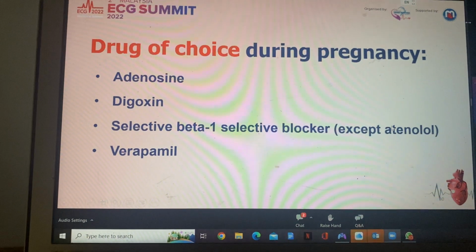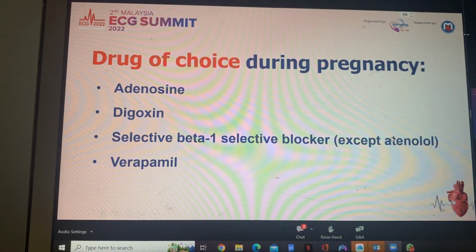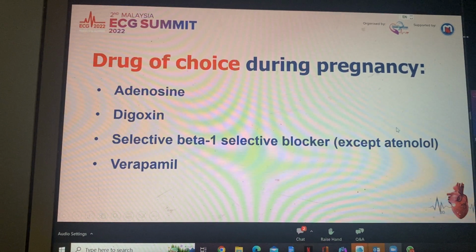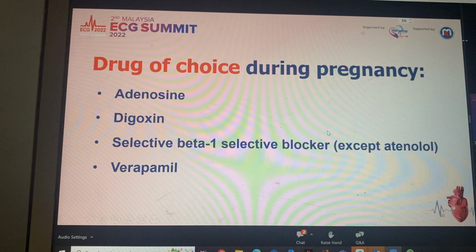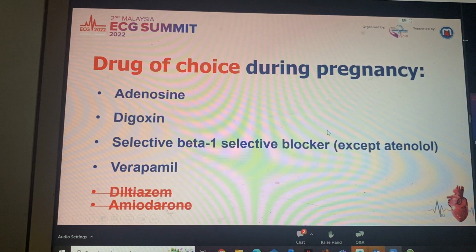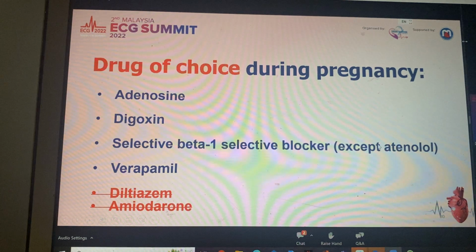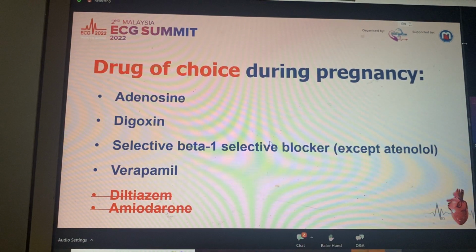All right, drug of choice during pregnancy: adenosine, digoxin, beta blocker are basically quite safe, except atenolol because of a higher prevalence of IUGR. Verapamil is also quite safe. Of course, diltiazem and amiodarone are definitely no in pregnancy, unless it's a very tough case, then there's a different story.